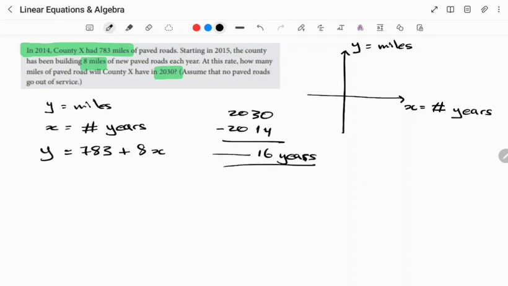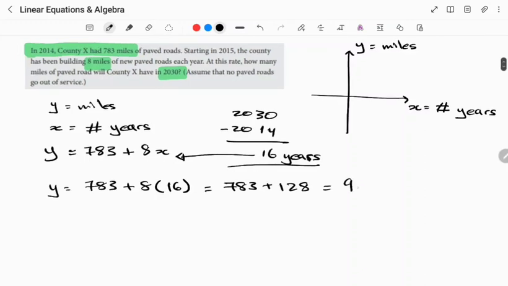This is going to be our x value. So y is equal to 783 plus 8 times 16, which is 128. Now, simply adding the two is 911. Now, what unit are we going to put here?